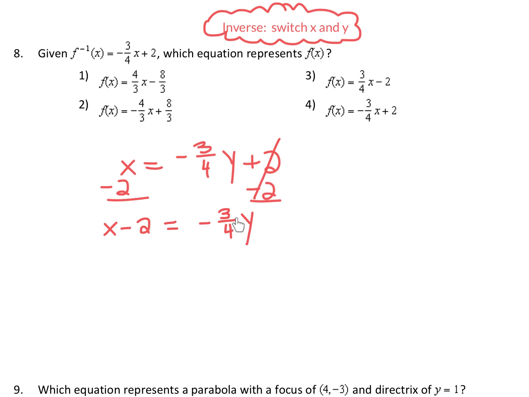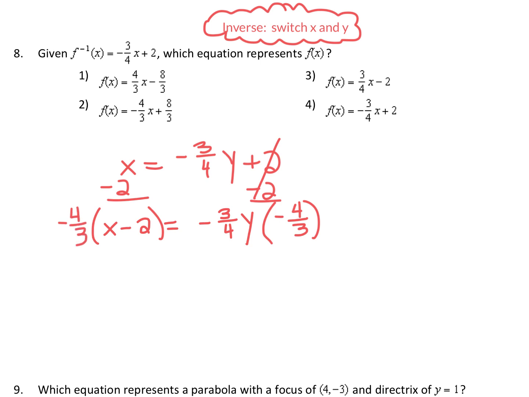Now, normally when you want to get rid of a number that's being multiplied by a variable, we divide, because the opposite operation of multiplication is division. But I don't think I want to divide by a fraction. So what I can do instead is multiply by the reciprocal. The reciprocal means just flip it upside down. If it's negative, the reciprocal is negative. If it's positive, the reciprocal is positive. So the reciprocal of negative 3/4 would be negative 4/3. So I'm going to multiply both sides of the equation by negative 4/3.